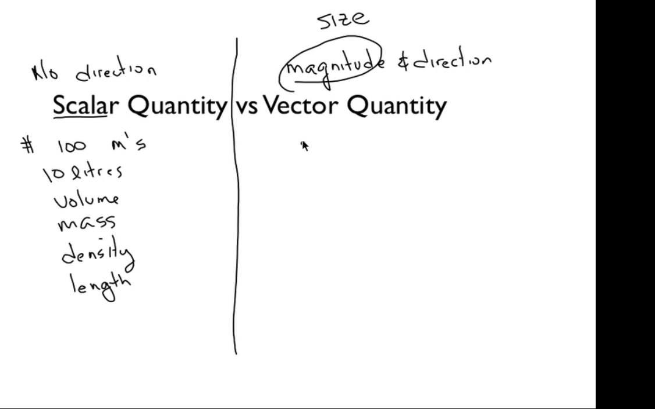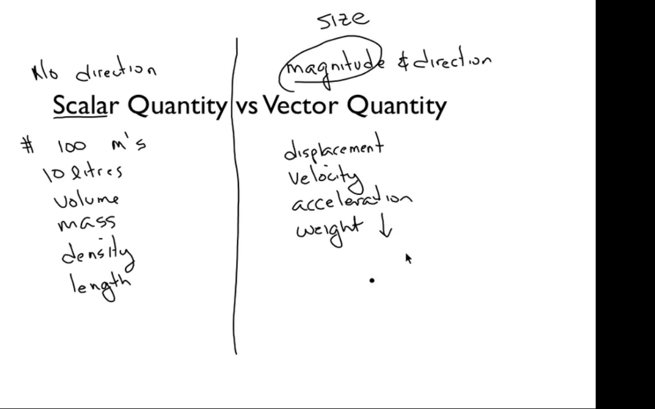So things that have magnitude and direction would be things like displacement, which is a straight line distance between 2 points with direction. Other things we're going to see are velocity, acceleration, weight, because weight is always acted downwards towards the center of the earth. And another one, forces. Forces are all directional.